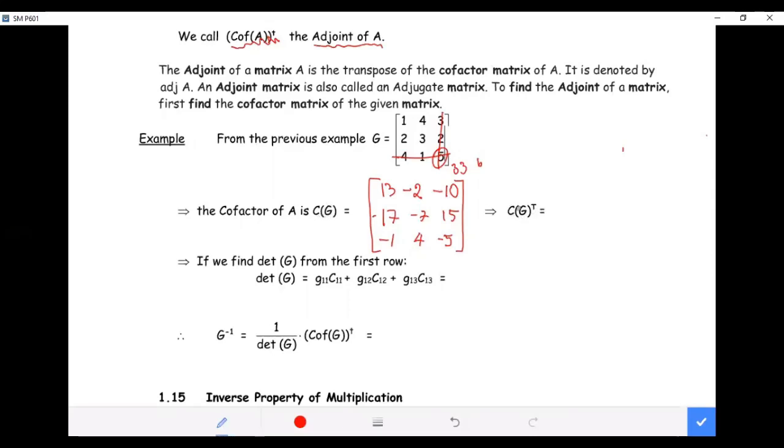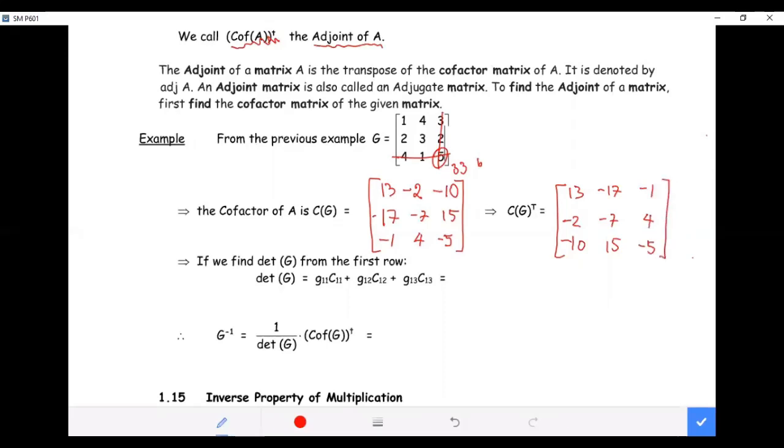This one, I have to swap it. I know I don't have to swap, yeah, swap, but it's the operation of transpose. I have to transpose it. Transpose is to swap the row to the column. So I go like this: 13, negative 2, negative 10. That is how I do the transpose. This one, negative 17, and then negative 7, then 15. This one, I change it to negative 1, 4, and negative 5.